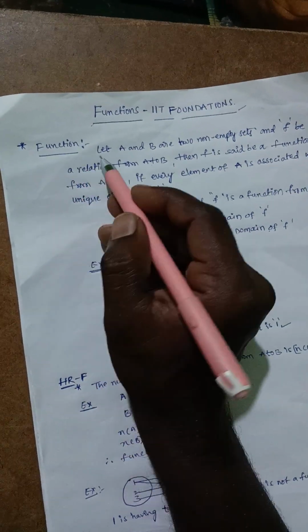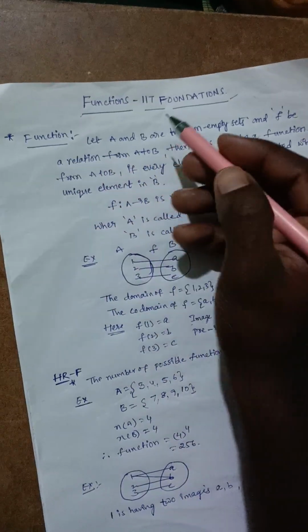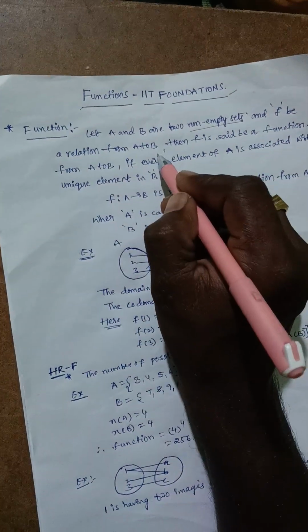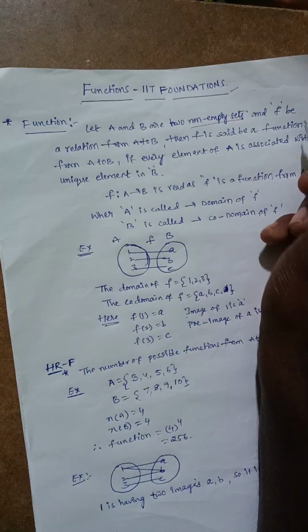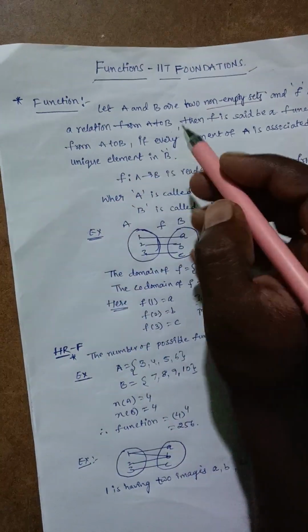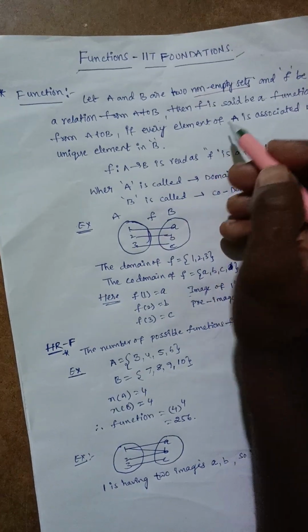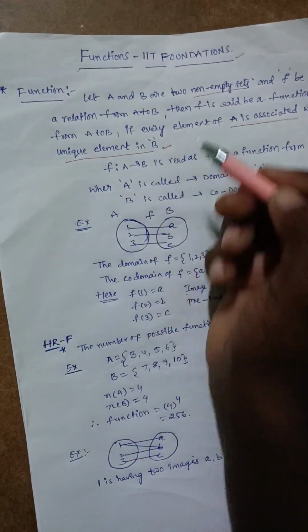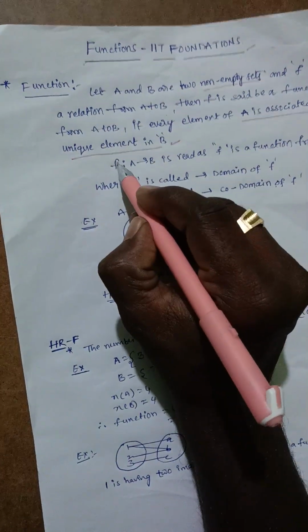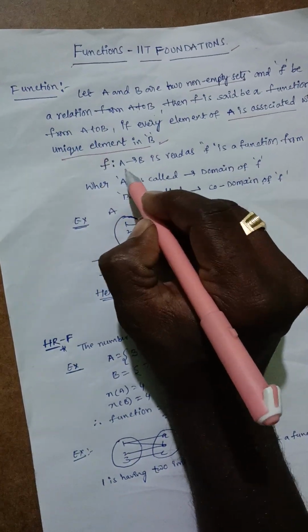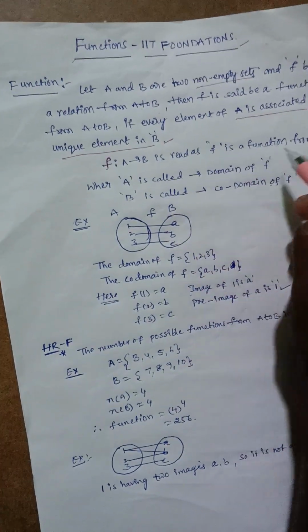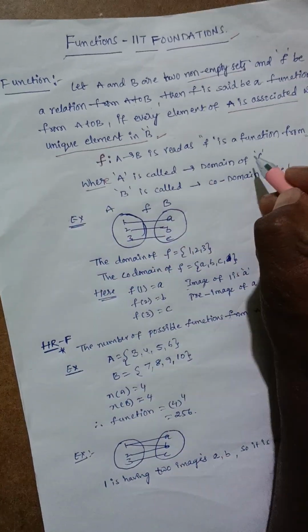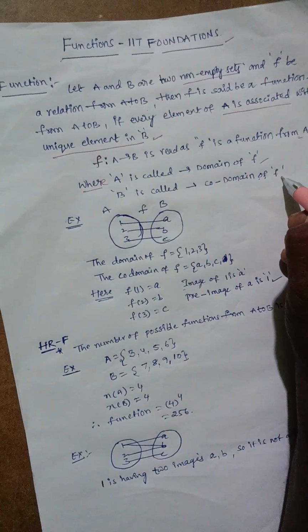The function definition is this: let A and B be two non-empty sets, and let f be a relation from A to B. Then f is said to be a function from A to B if every element of A is associated with a unique element in B. We read f: A to B as f is a function from A to B. Here A is called the domain and B is called the codomain of f.